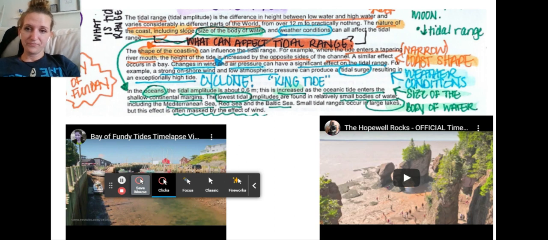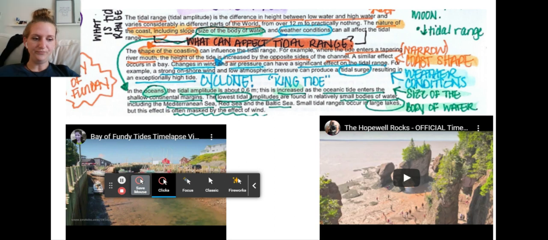Or the Baltic Sea. Large lakes can experience tides, but it's just hard to see.